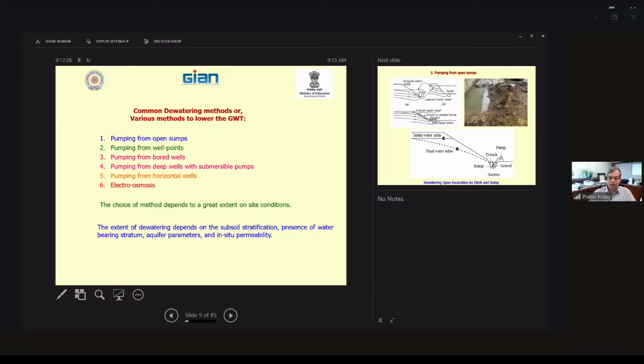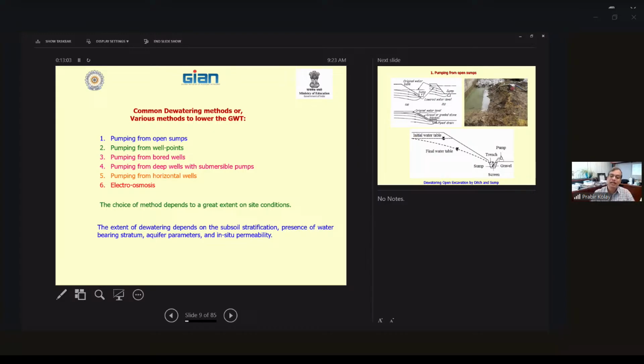The common dewatering methods or dewatering techniques are basically these, again, everyone knows this, various methods of dewatering groundwater: pumping from the open sump, pumping from well points, pumping from bore wells, pumping from deep wells, and then also pumping from horizontal wells, and the electroosmotic method to lower the water table. So again, what method you're going to use depends on the site conditions, what type of soil is there, what is the permeability of the soil at the site. So that is very important.